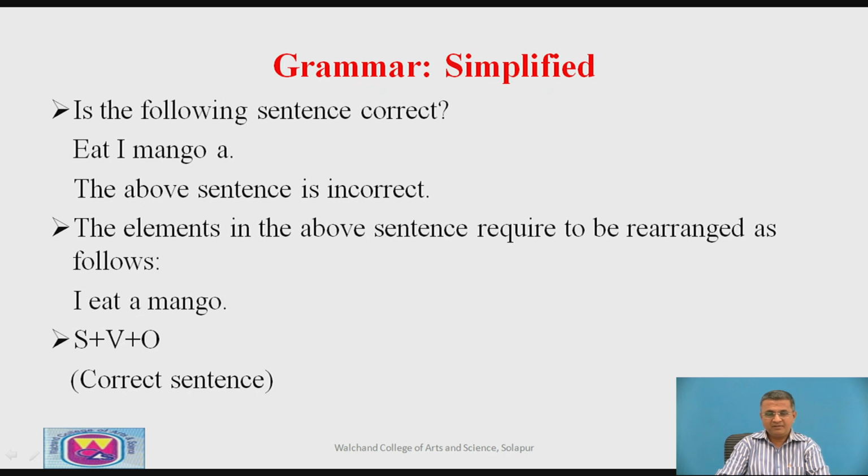Now this is an attempt at simplifying what grammar is all about. Is the following sentence correct? "Eat I mango." The above sentence is incorrect. The elements in the above sentence require to be rearranged as follows: "I eat a mango." Now you can easily understand how the sentence is properly structured. I happens to be the subject, eat happens to be the verb, and a mango happens to be the object. Now this happens to be the correct sentence. Grammar helps us understand the arrangement of different sentence elements in a systematic manner.